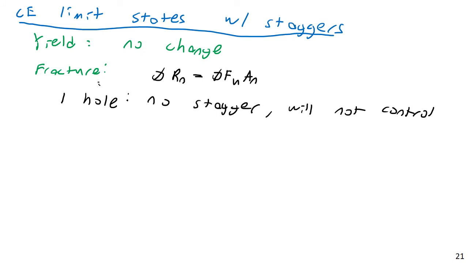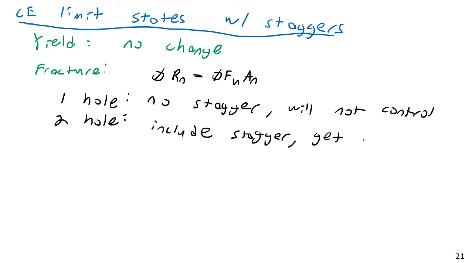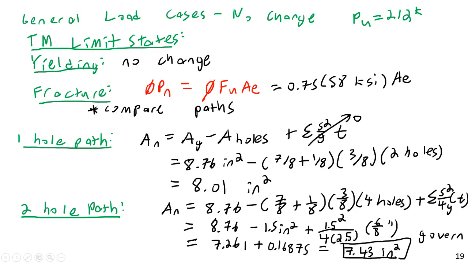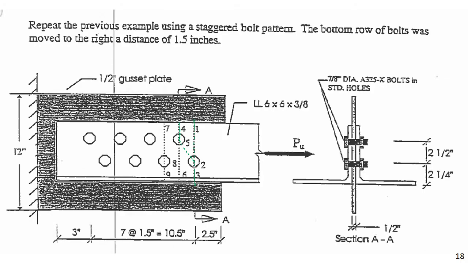Then the two-hole case, if you do include the stagger and you work through all the equations, you will get that the net area, AN, is equal to 5.225 inches squared. I will challenge you to come up with this number yourself. So your challenge is to try to figure out where that number came from. Again, I'll tell you where it came from, but I'll give you a challenge to verify that.